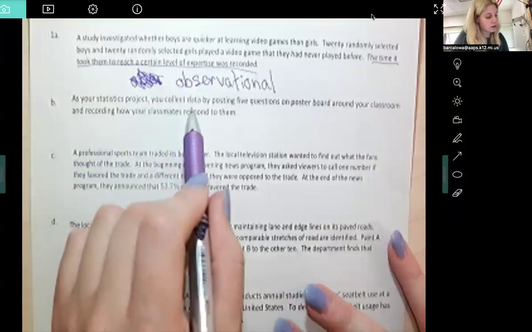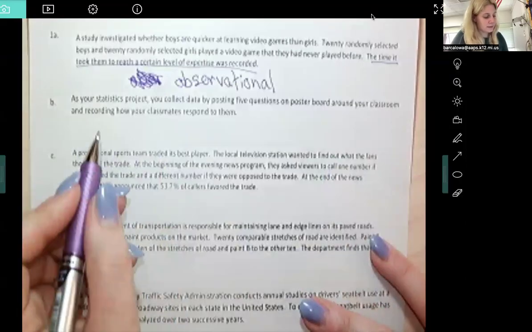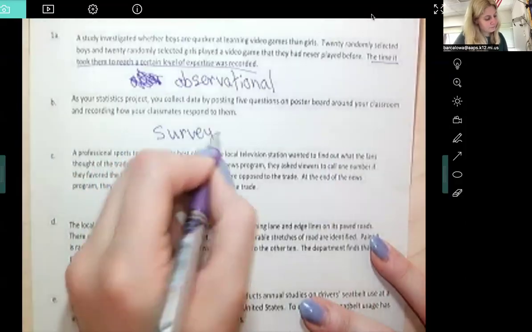As your statistics project, you collect data by posting 5 questions on poster board around your classroom and recording how your classmates respond to them. Asking questions, seeing responses, that is a survey.